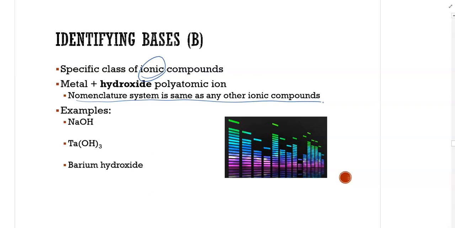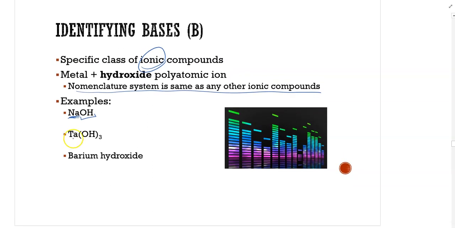So whatever the case, just know that there's a specific kind of ionic compound that are called bases because they have a hydroxide polyatomic ion. So NaOH, right? If you're looking at this independently of any other knowledge, that's a metal. Hydroxide is the polyatomic ion there. So you just name it sodium hydroxide, regardless of whether or not you know it's a base or just a regular old ionic compound. And the same goes for these other two, right?